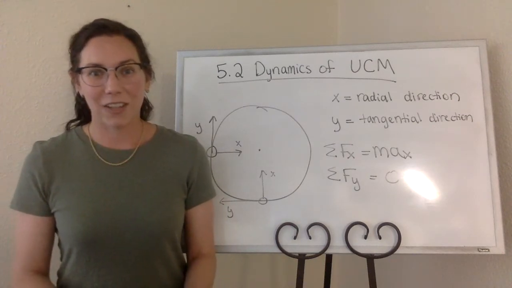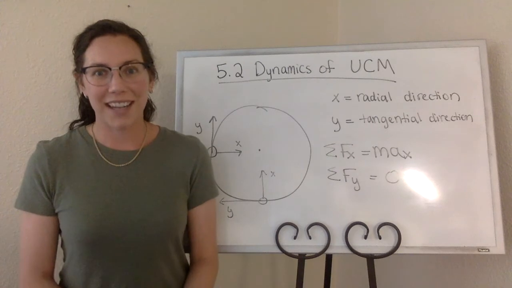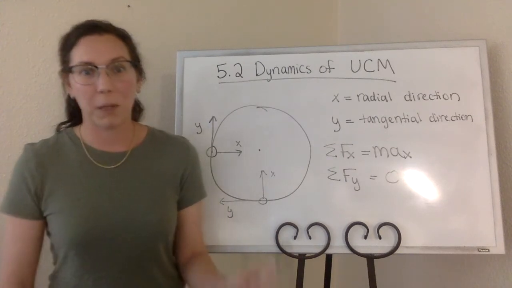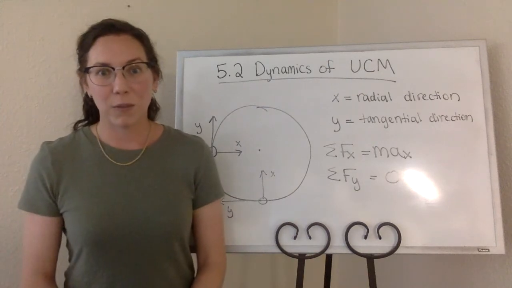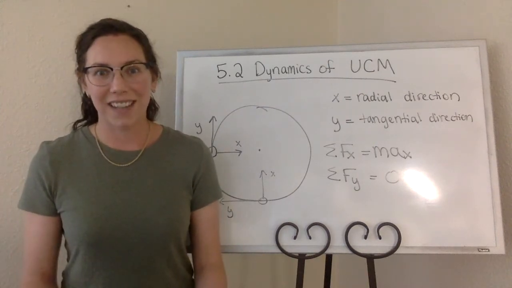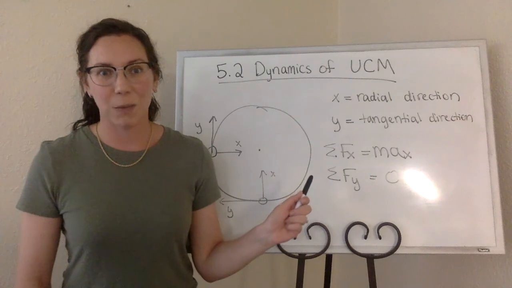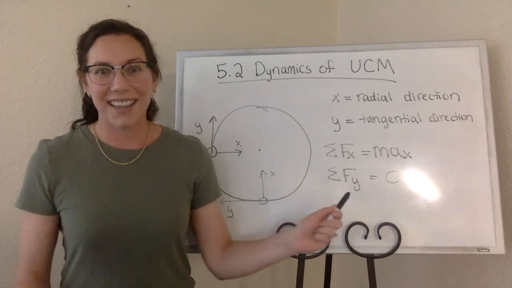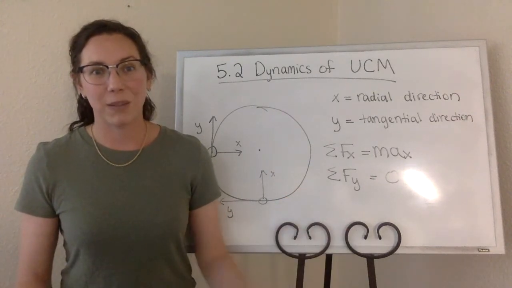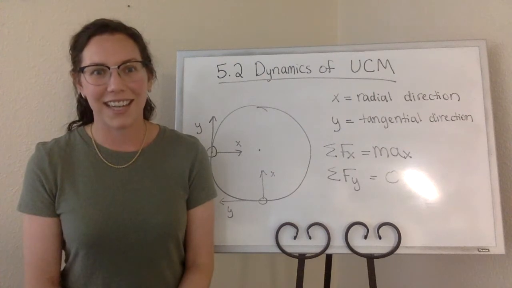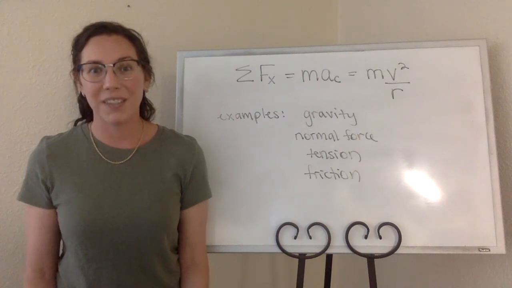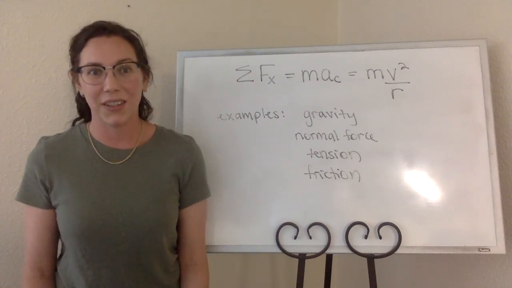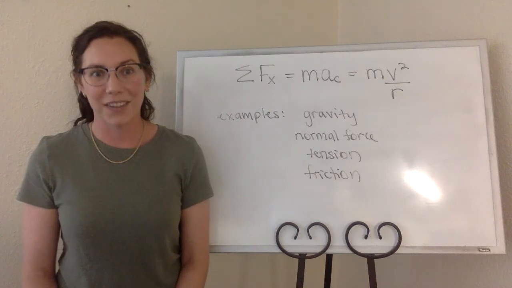Then the other direction, the y direction, if you want to call it that, is the tangential direction, which is perpendicular to this radial direction. This is really useful because then the net force in the x direction is equal to m a_x, and then the net force in the y direction is equal to 0 since it's not accelerating in that direction. So as we've seen, the net force for an object moving in uniform circular motion is directed towards the center of the circle, which is in the positive radial direction.